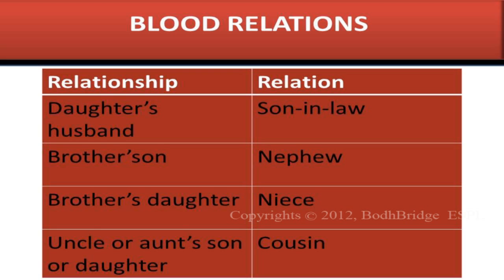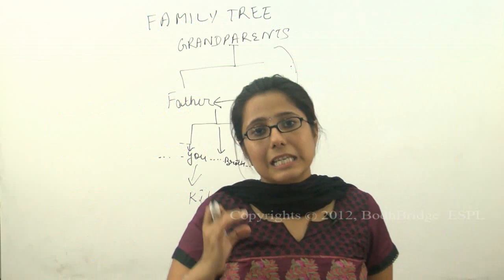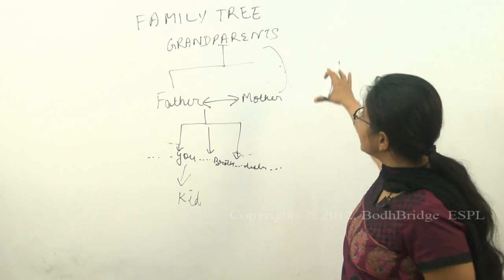Brother's son will be known as nephew. Brother's daughter will be known as niece. So for female we use niece, for male we use nephew. Now uncle or aunt's son or daughter will be your cousins. Your brother's wife will be your sister-in-law. Your sister's husband will be your brother-in-law. Again, your husband or wife's sister will be your sister-in-law. And your husband or wife's brother will be your brother-in-law. So this is the chain of relationships which we call a family tree.